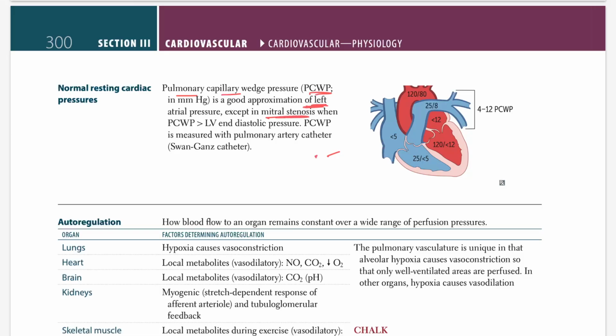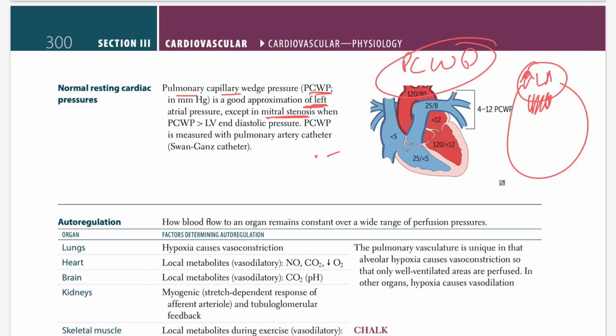In mitral stenosis, why not? Because you already have a mitral stenosis here. Guess what's going to happen? You have an increase in left atrial pressure. So no matter what your PCWP is, it's not going to equal your left atrial pressure, because all the fluid is just here and it has increased the left atrial pressure. So it is not a good approximate in mitral stenosis, in which case PCWP is greater than the left ventricular end-diastolic pressure.